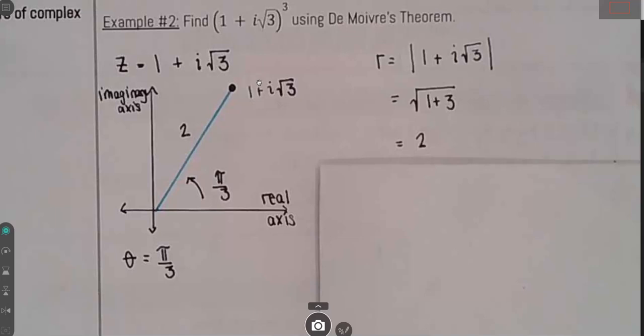In this case, it's cubed. As it says, find this. You know that this is 1, right? And you know that this is root 3. How do you find this?